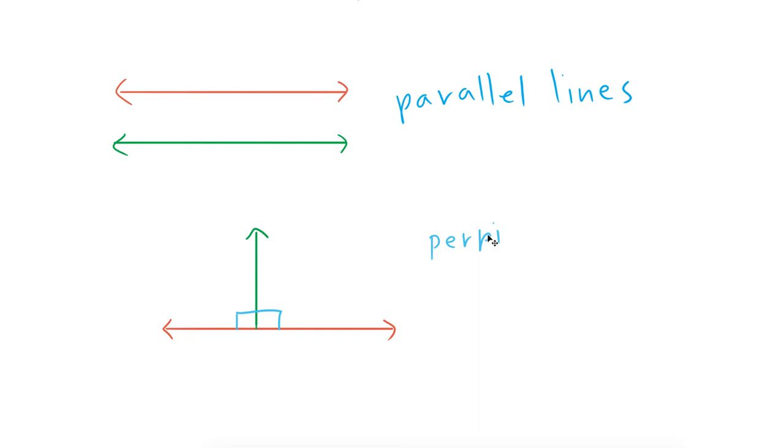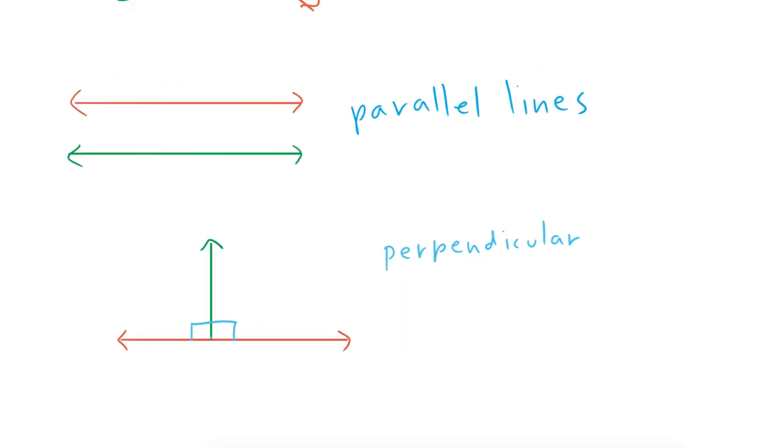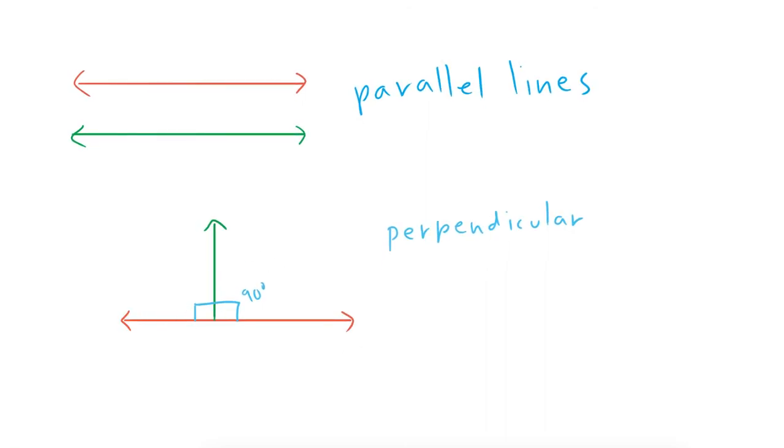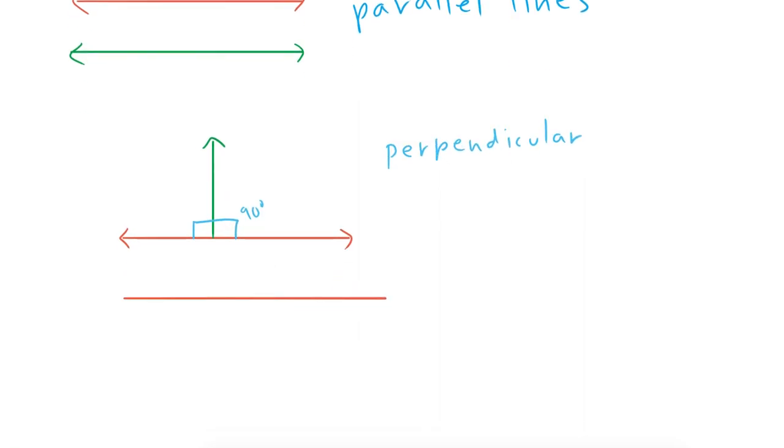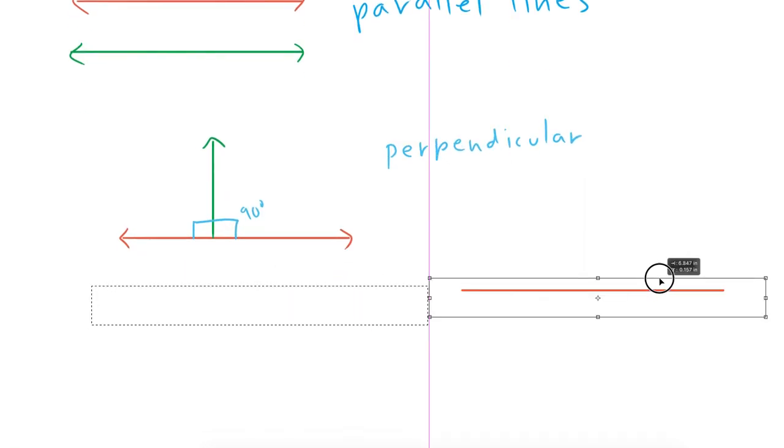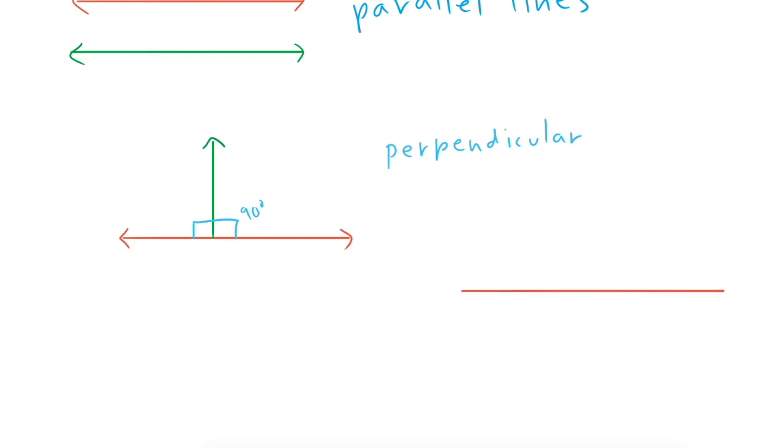Perpendicular. So we say that two lines are perpendicular when they make a 90-degree angle, or they make right angles. This only happens when you have one line going perfectly straight side to side, and another line going straight up. Okay, just like this. And since they make a 90-degree angle, we say that they are perpendicular.